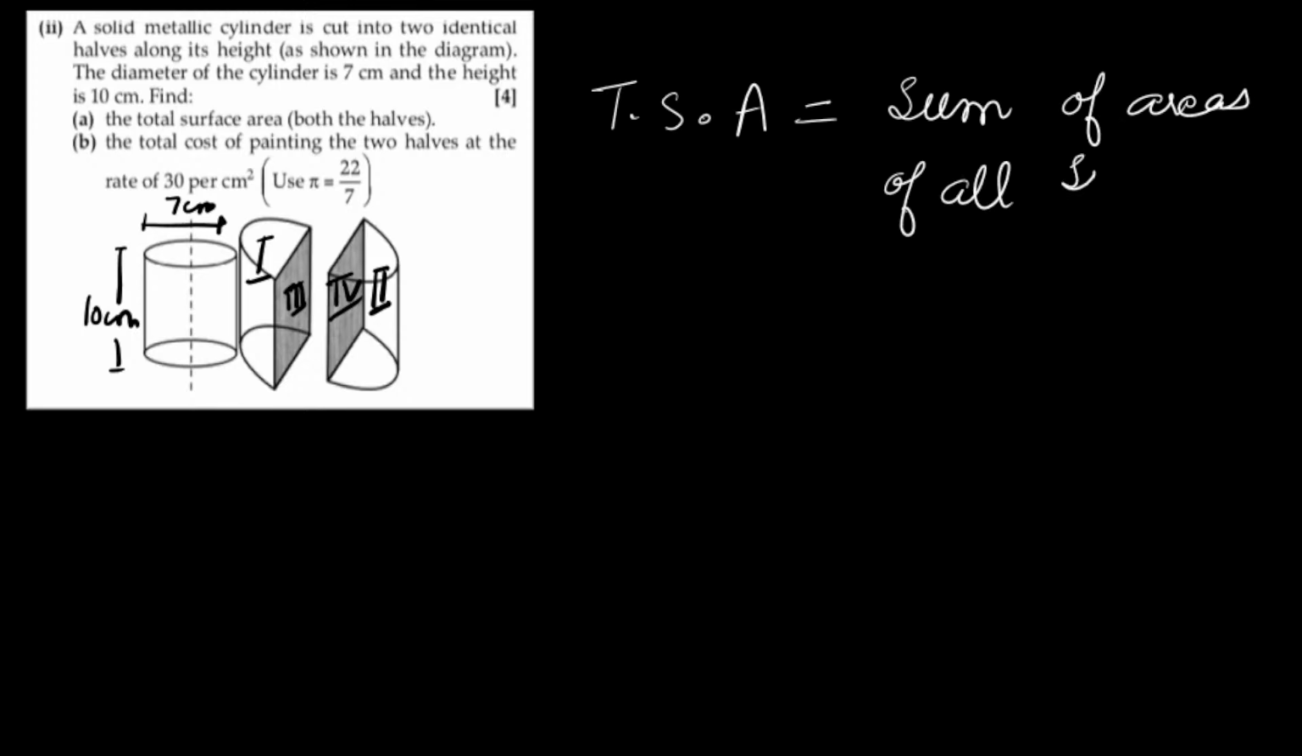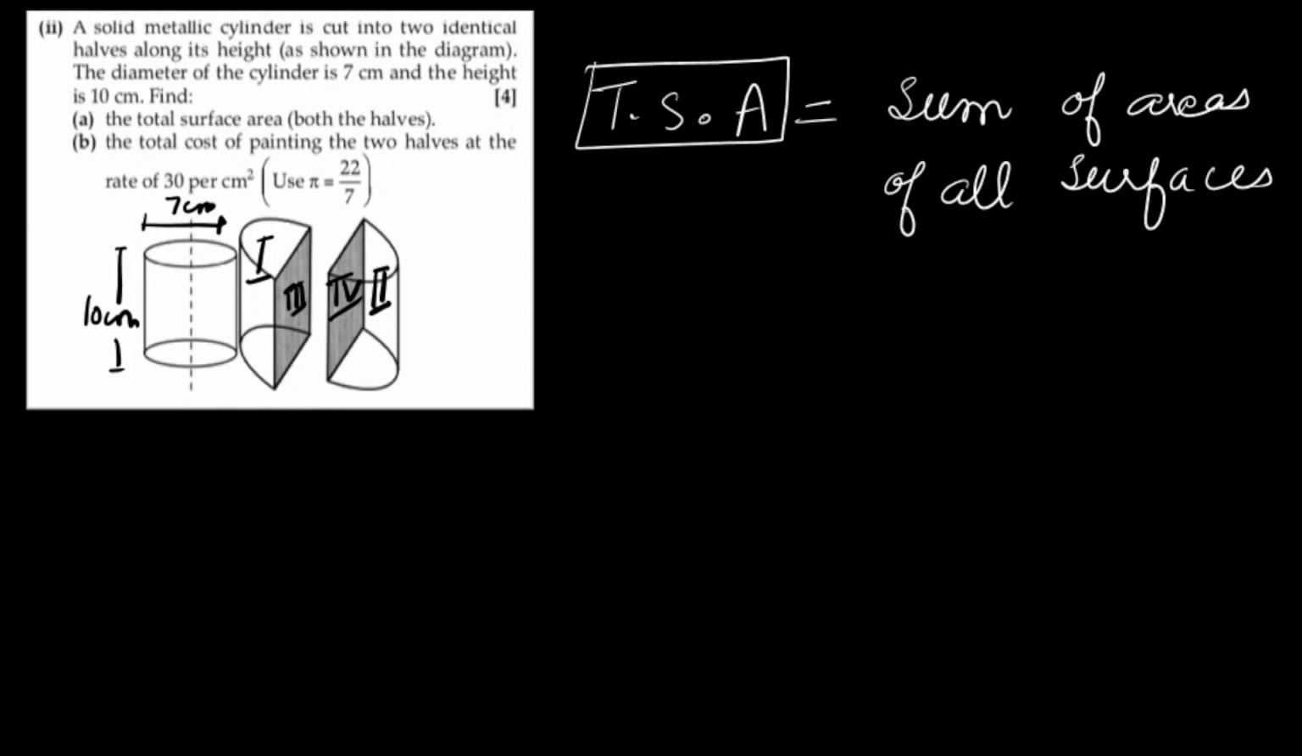See, total surface area is what? Total surface area is actually the sum of areas of all surfaces. So you have to clearly imagine which surfaces are there, and accordingly you have to find the surface area. Especially whenever total surface area questions are there, you have to figure out the surfaces. Here four surfaces are there. So you have to find the surface area of each surface and add it. So that will be the total surface area.